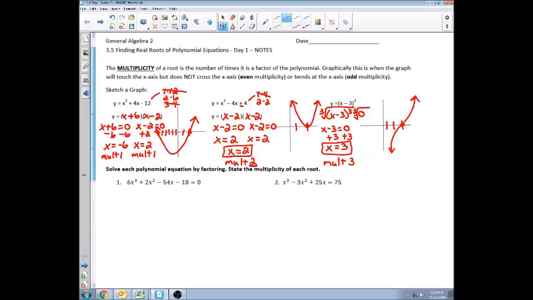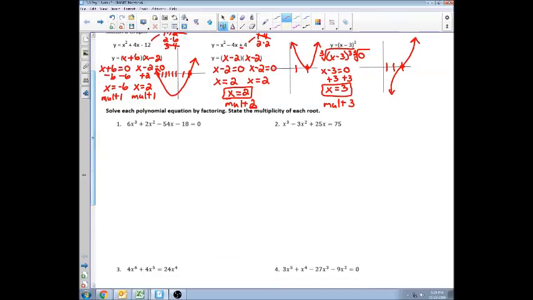Okay? You're not going to have to worry about graphing these on this worksheet, but you will have to know how to factor and solve each one of these. Remember, all the things that I just talked about as far as factoring, we have gone over before. So if you're still struggling with that, make sure you come in and get some help. All right? Now, we need to solve each polynomial equation by factoring. Then we need to state the multiplicity of each root. Okay? So the first one here.